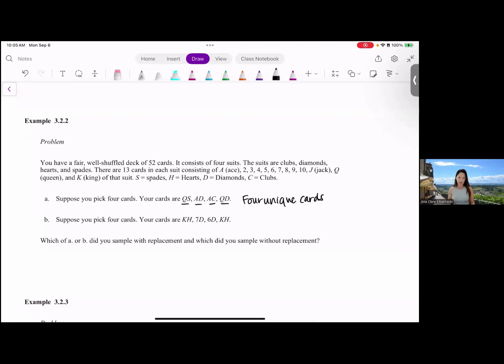Then again, suppose I pick 4 cards. I have the King of Hearts, the 7 of Diamonds, the 6 of Diamonds, but then I have the King of Hearts again, which is a duplicate. And you cannot have a duplicate unless you are sampling with replacement. So by default, A is sampling without replacement, and B is sampling with replacement.